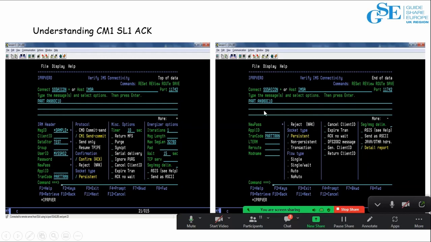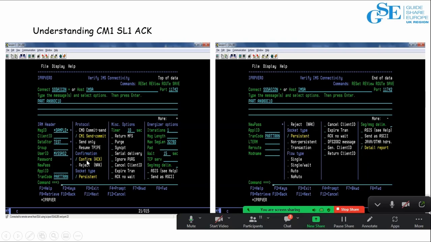I have executed the part transaction as I did in my first section as well, just to be consistent between my different sessions. But do take note of a few options here. If you carefully take a look at the first screenshot, you'll see that I have selected the protocol of CM1 send commit, which is the commit mode that we are working with. We are working with CM1, right?